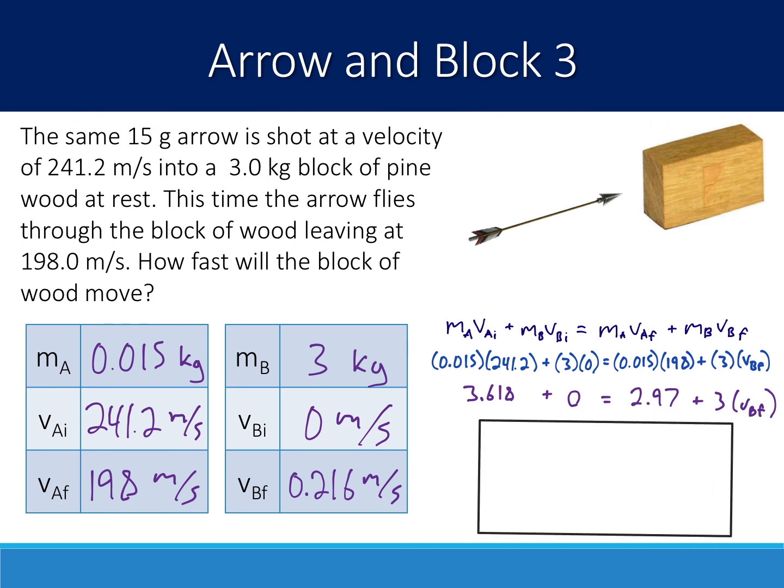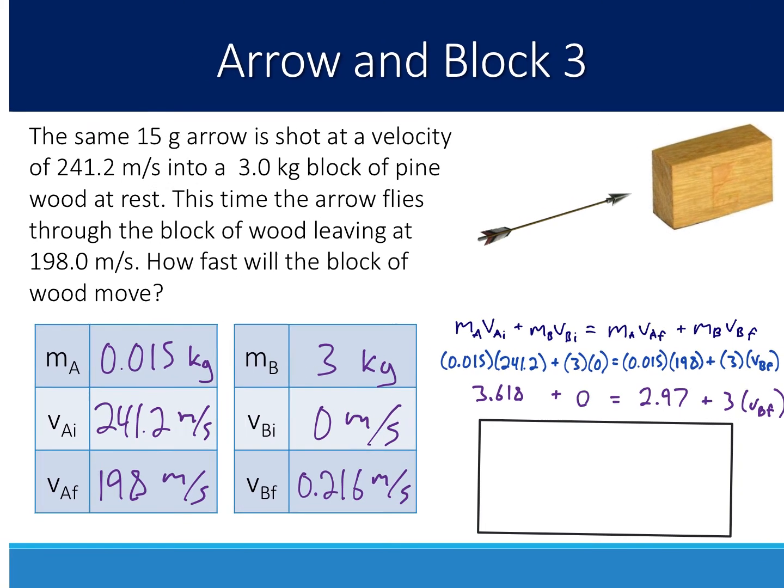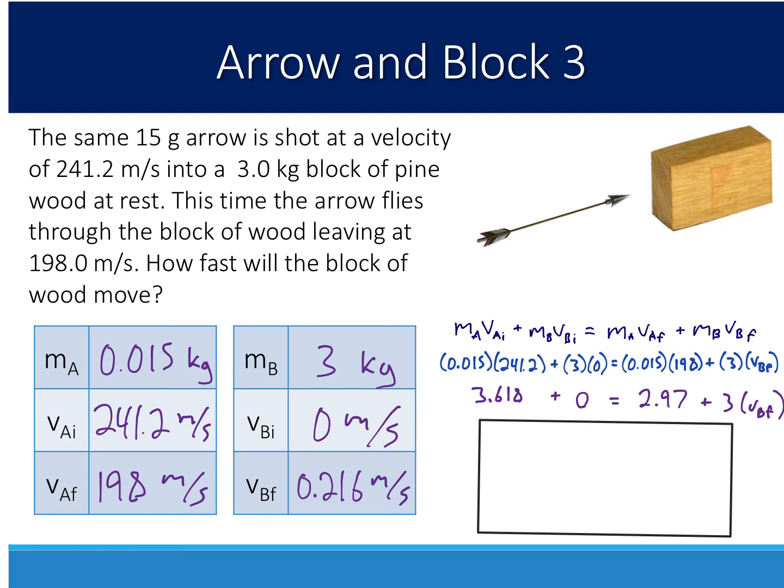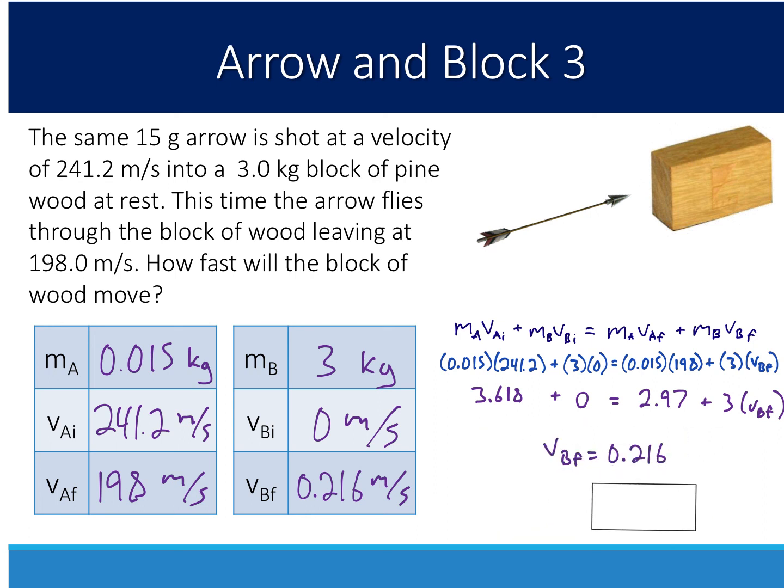I'm going to look at the momentum of the arrow with its velocity and mass plus the momentum of the block. It starts from rest, so that's 0, is equal to the momentum of the arrow after the collision and its new velocity and the momentum of the block and its new velocity. Notice that in this case, there's a positive 198 because it's moving in the same direction as the block after they collide. All right, let's take a look, and we end up with a block velocity of about 0.216 meters per second. Hopefully this makes sense.